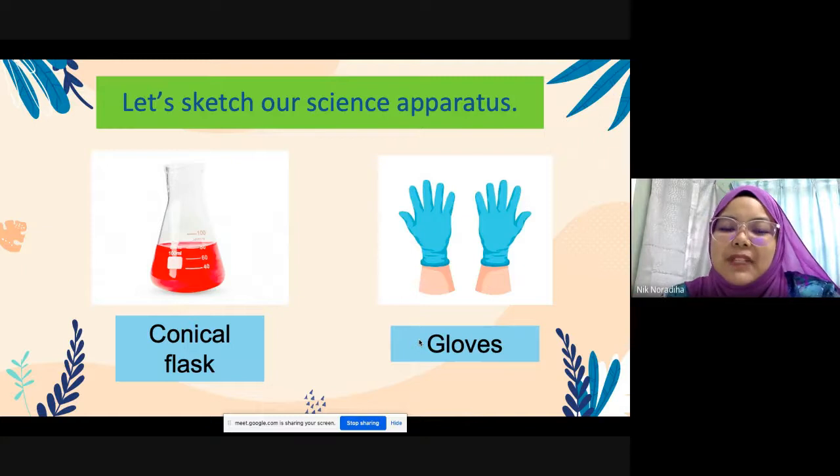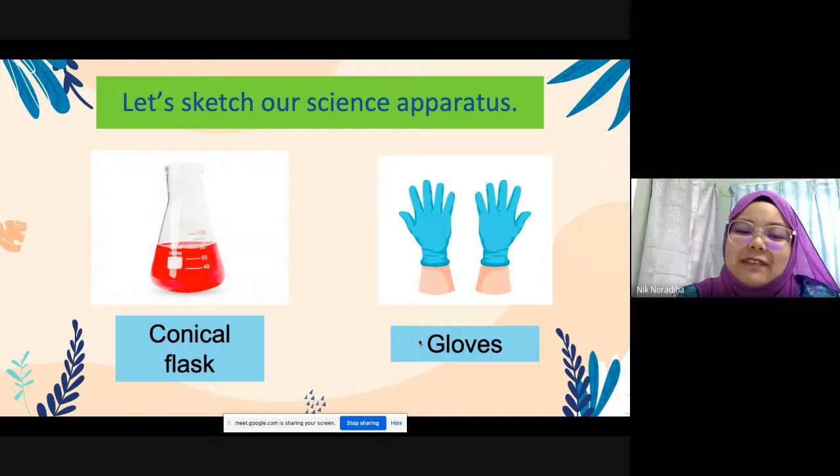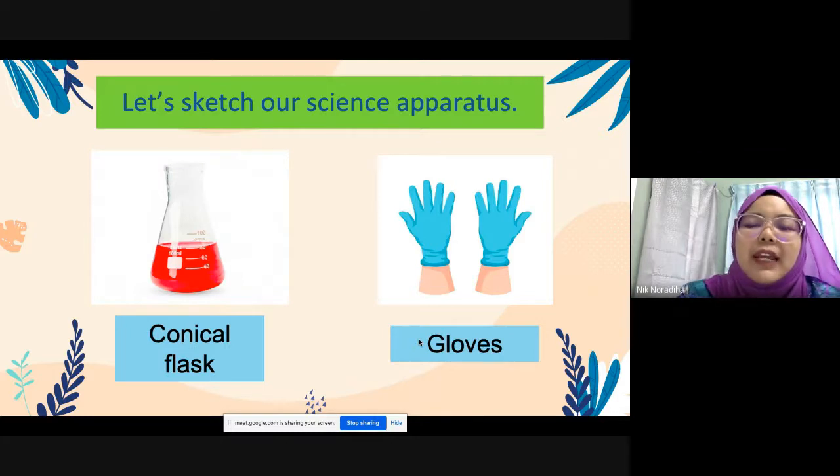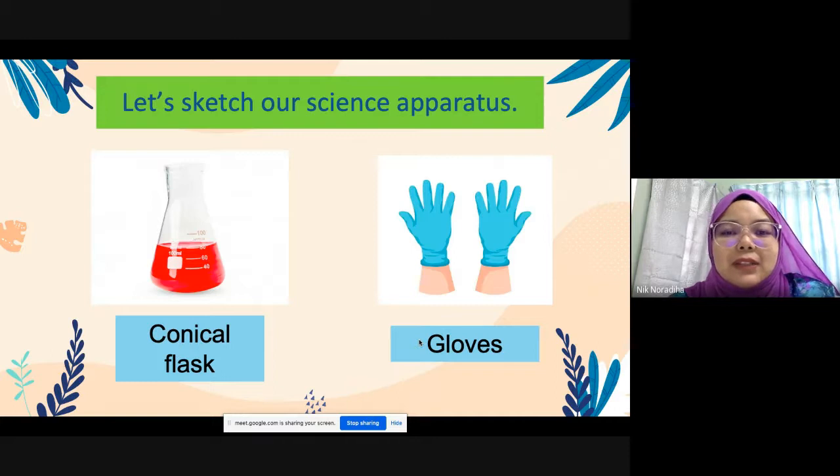This one, beside glove. What do we have here beside glove? Conical flask. Yes, conical flask. All right. So beside glove here, we have conical flask. This one, you can use to measure water or any solution that you want to do experiment with. Any liquid. Do you still remember what teacher told you about liquid? What is meant by liquid?